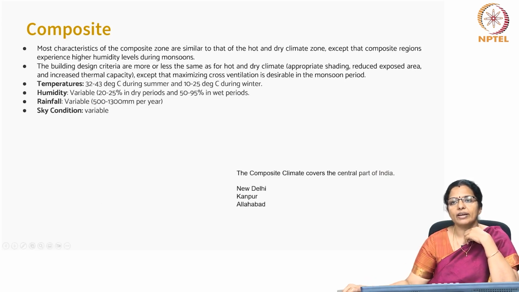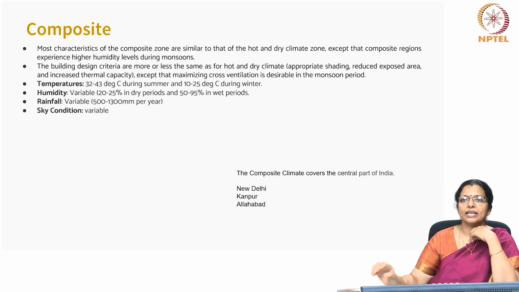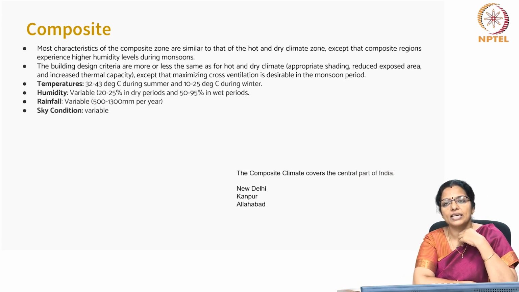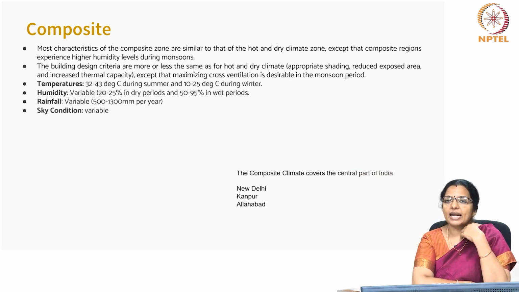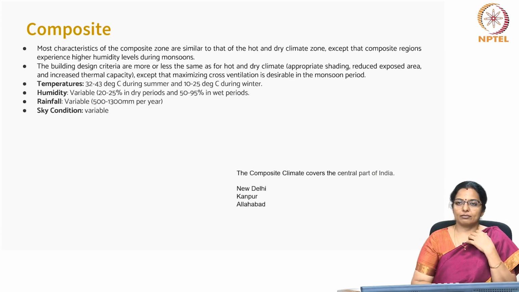Humidity, again, is variable. It's between 20 to 25% in dry periods and 50 to 95% in wet periods. Rainfall is again variable. It varies from 500 to 1300 millimeters per year. Sky conditions are variable. The composite climate covers the central part of India, like New Delhi, Kanpur, Allahabad. But these climate characteristics are highly generic.